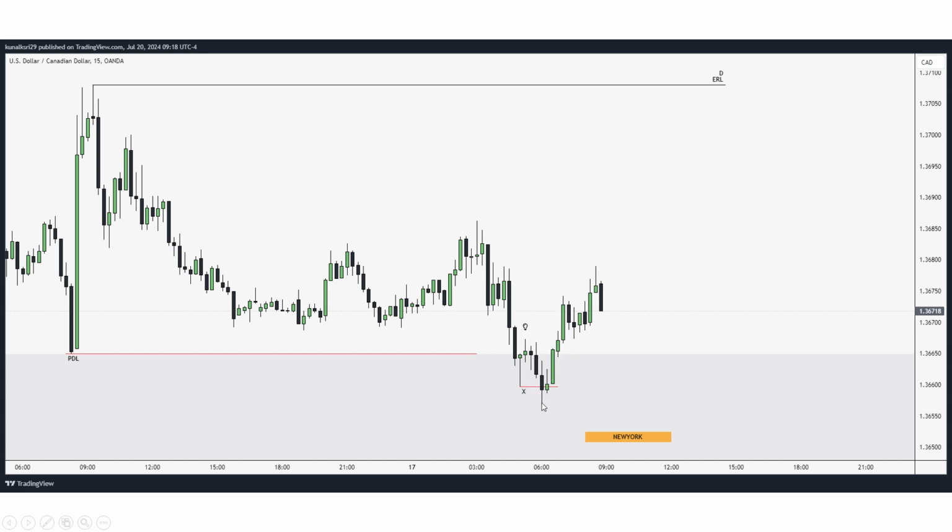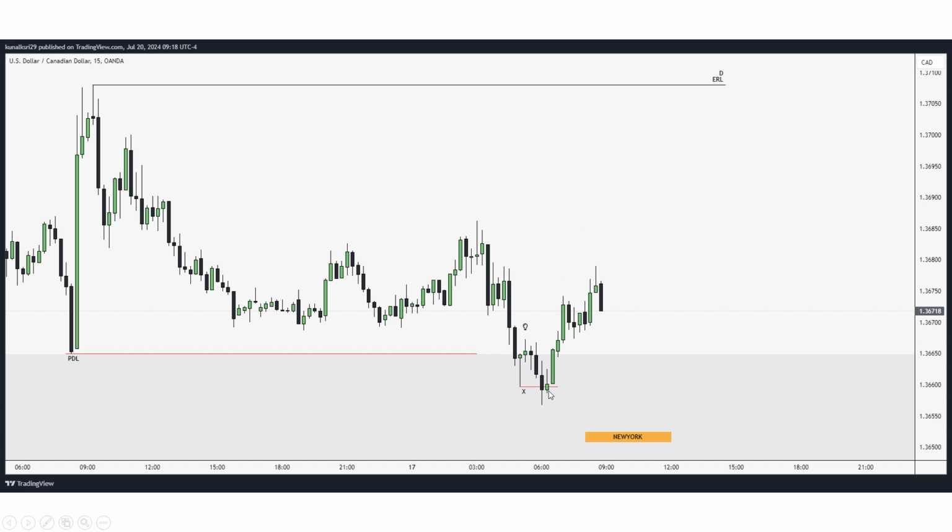It created this low and then displaced higher with a fair value gap, and now we are inside the New York kill zone. If we're looking for an intraday move, we want to take trades inside the kill zone, and we were inside the New York kill zone. I personally like 8 a.m. to 12 p.m. Eastern time, New York local time. So we had this market structure shift, now from point A to point B.